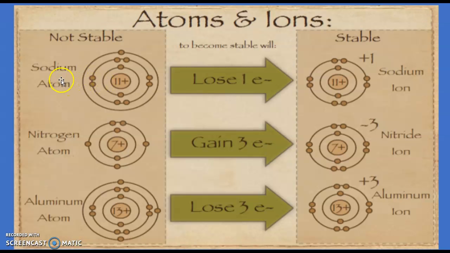Again, this happens when sodium loses an electron to become stable, nitrogen gains 3 electrons to become stable, and aluminum will lose 3 electrons to become stable.